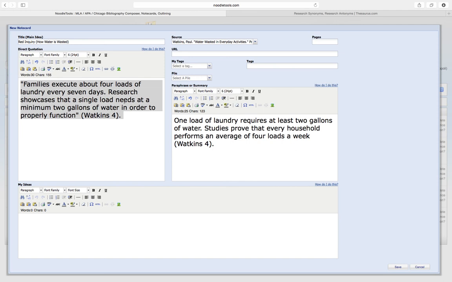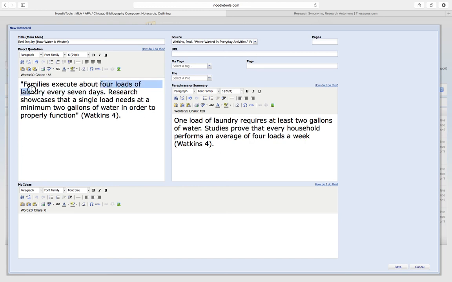Research showcases that a single load needs at a minimum 2 gallons of water. So this sentence is showing how much water is used in 1 load. 2 times 4 means that households are using at least 8 gallons of water a week just for washing clothes. So look, I wrote 1 load of laundry requires at least 2 gallons of water. Studies prove that every household performs an average of 4 loads a week. I put it in my own words right here. All right. So again, instead of families, I have household. Instead of execute, I have performs. I needed the numbers to be the same though.